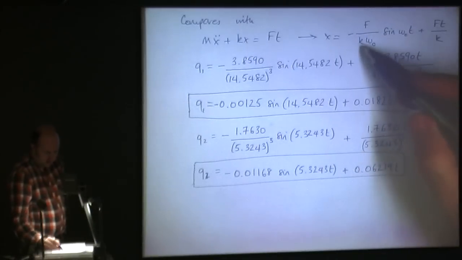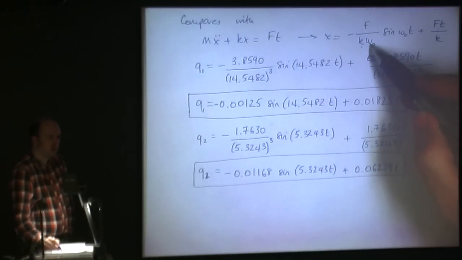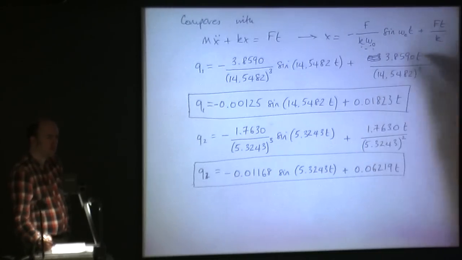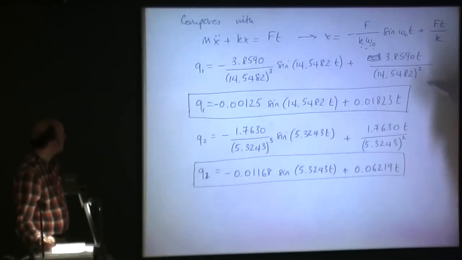Because I've got a k times omega 1. K we know is omega 1 squared. Times omega 1, you get omega 1 cubed.